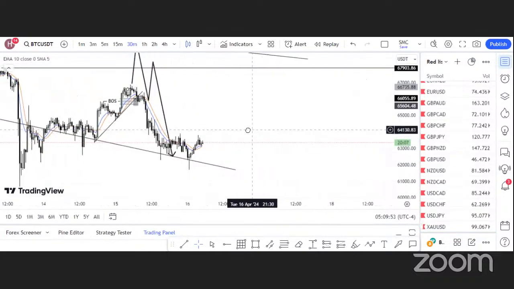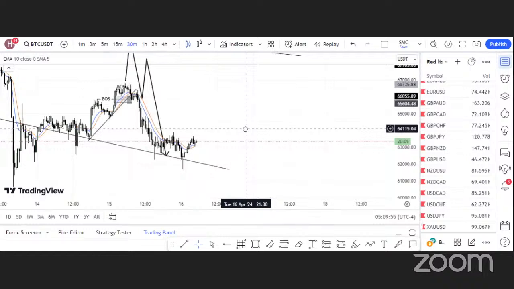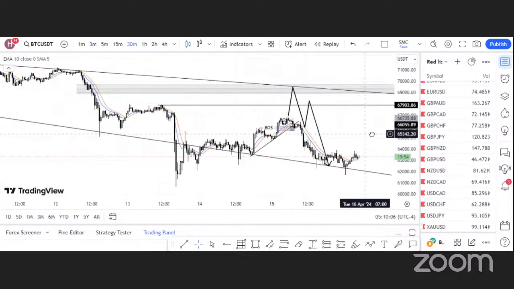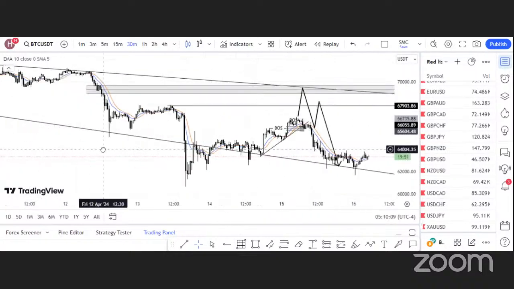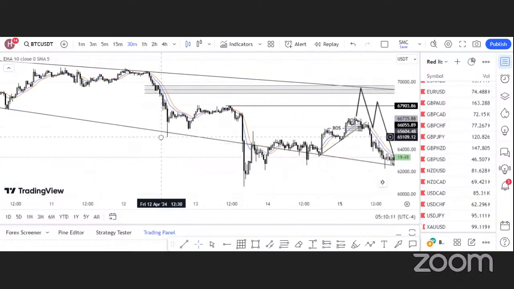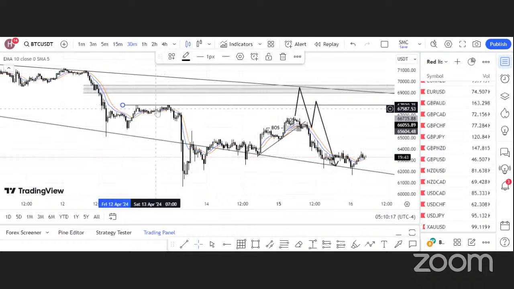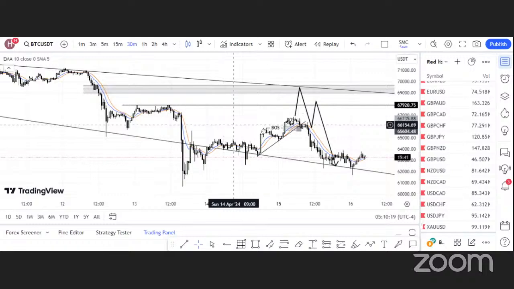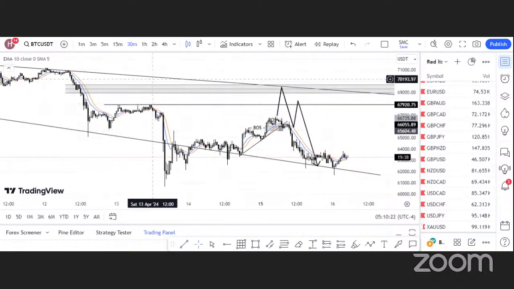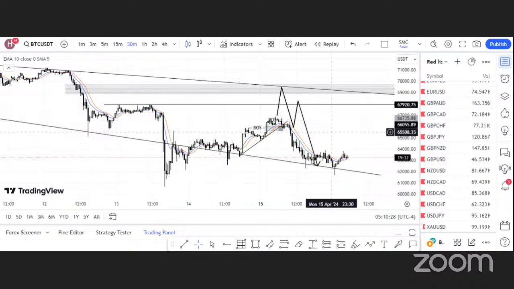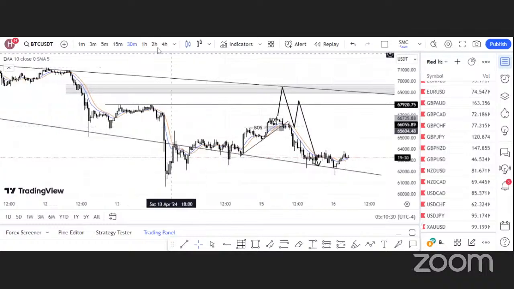So here we have BTC USDT. And as you can see, the market has been in a downtrend direction. All right, and then we have our trend line channel confirming the down movement. So let's go to the higher time frame.